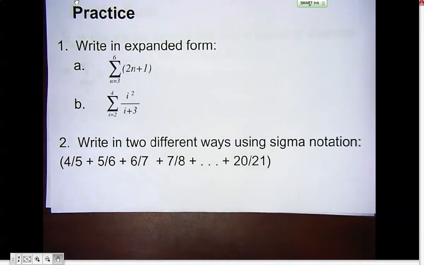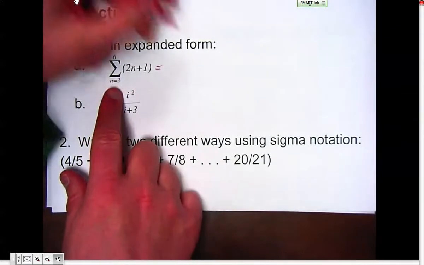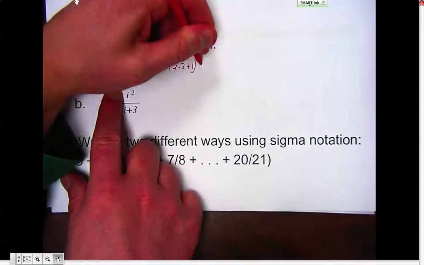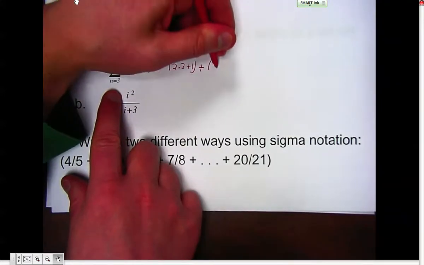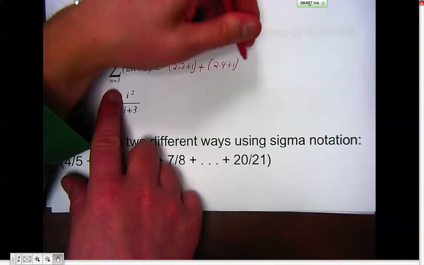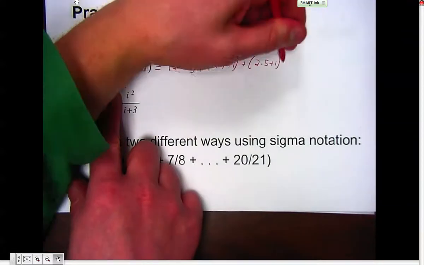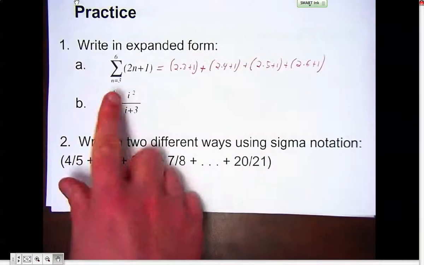Okay, so hopefully you paused the video and that went okay. And so let's go through the answers here. So this one I'm going to start at n equals 3. So I'm going to replace n with 3. And then I just keep adding, right, always adding the terms. And so now I'm going to replace n with 4. And this is going to be expanded form. And so now n with 5. And I keep going till I get to that top number. And that top number is 6. So that's the expanded form.